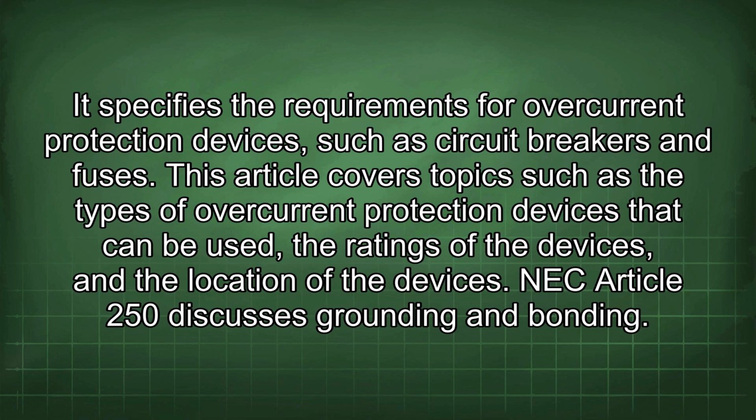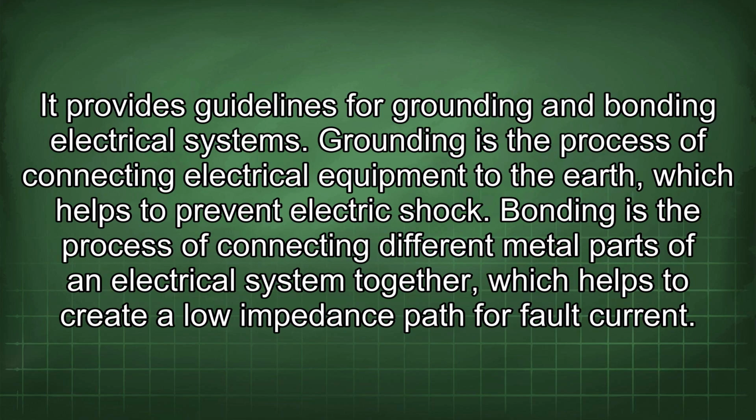NEC Article 250 discusses grounding and bonding. It provides guidelines for grounding and bonding electrical systems. Grounding is the process of connecting electrical equipment to the earth, which helps to prevent electric shock. Bonding is the process of connecting different metal parts of an electrical system together, which helps to create a low impedance path for fault current.